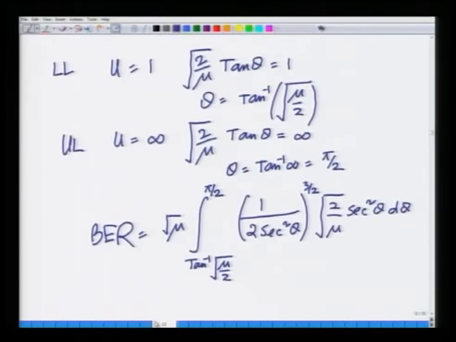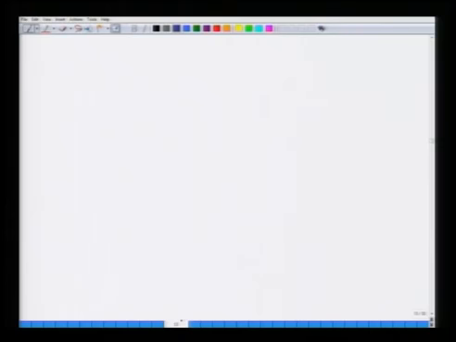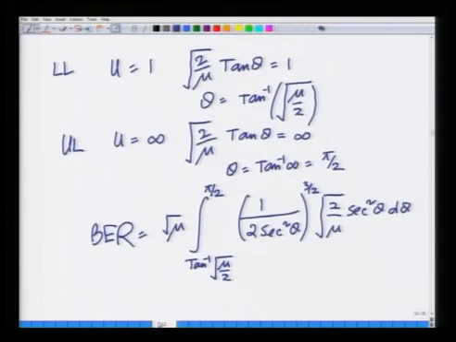So, this bit error rate integral is square root of mu, tan inverse square root of mu over 2 to pi by 2, 1 over 2 secant square theta to the power 3 by 2 into square root 2 by mu secant square theta d theta, and this can be simplified as follows. For instance, you can see here that the square root of mu cancels with the square root of mu in the denominator. There is a square root of 2 in the numerator and there is a 2 to the power of 3 by 2 in the denominator, which will give a factor of half.